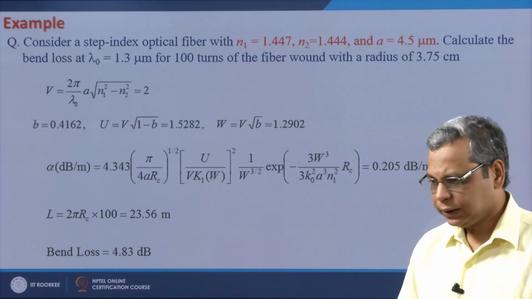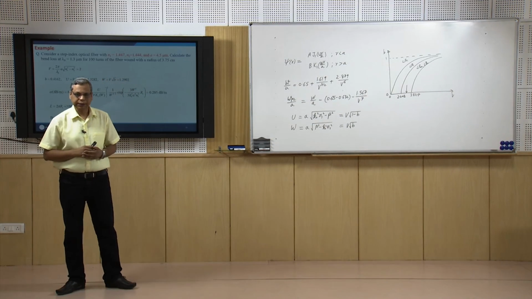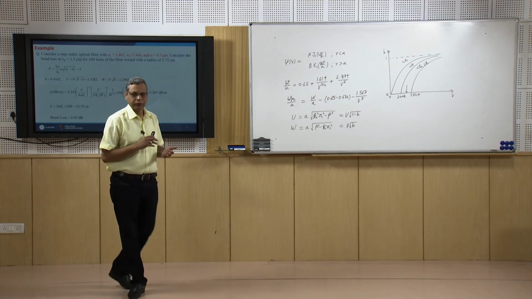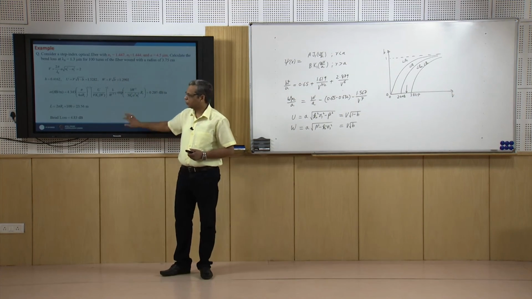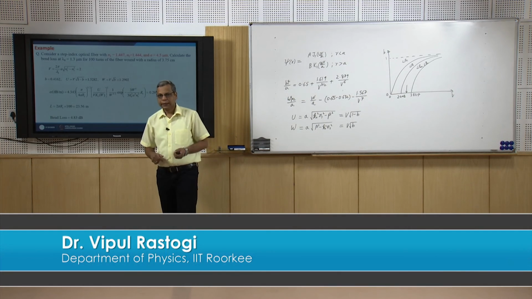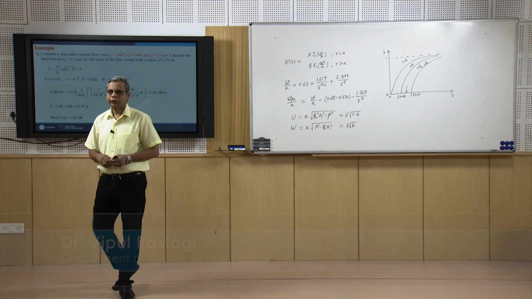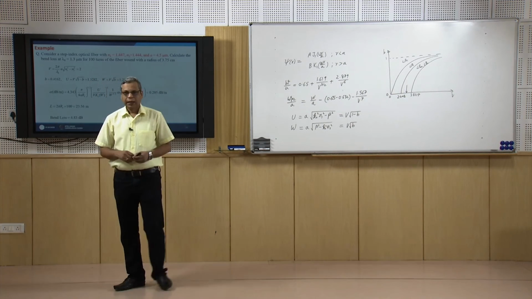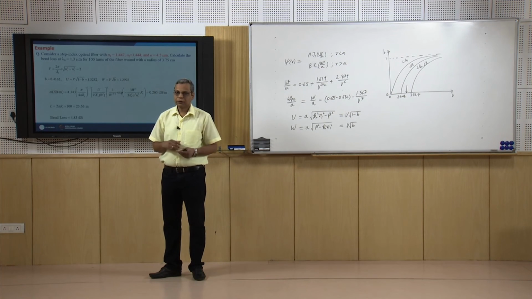So, in this lecture we have seen a few more spot sizes, Petermann 1, Petermann 2 and Petermann 3, and also seen the bend loss of the fiber. In the next lecture we will study what happens if I join two fibers together, what kind of losses it causes and what are the sources of these losses.